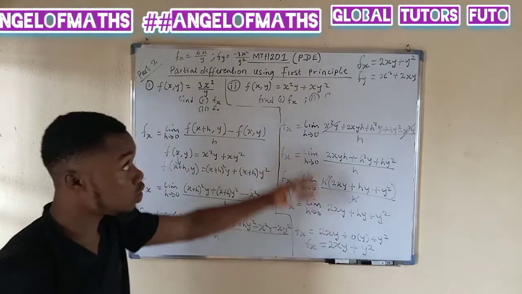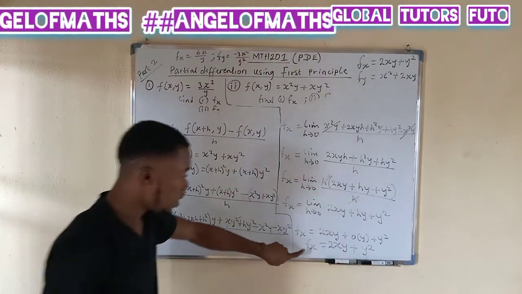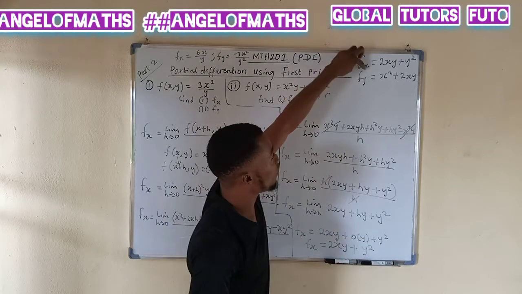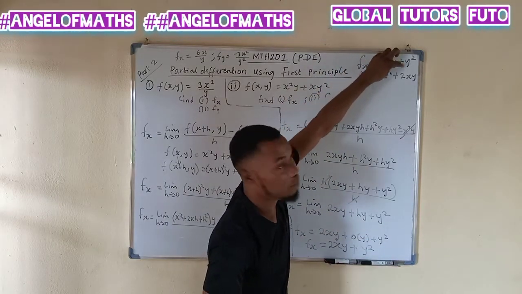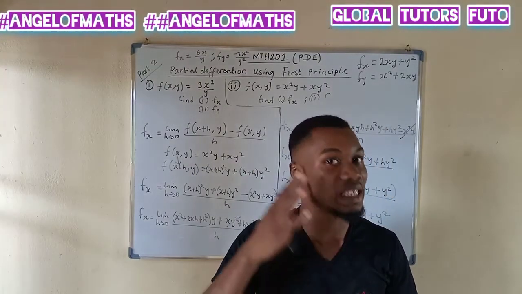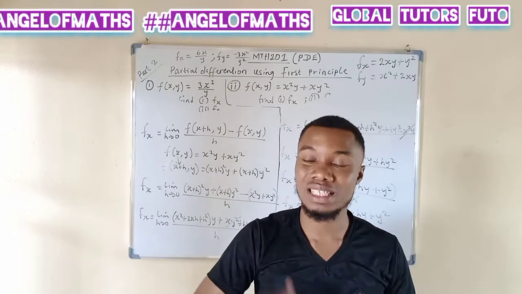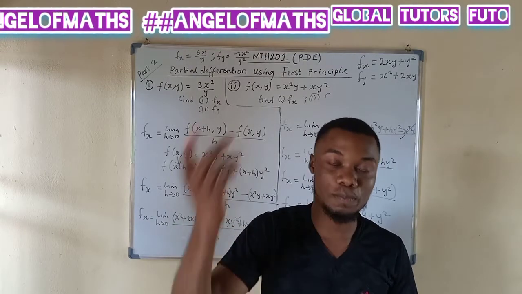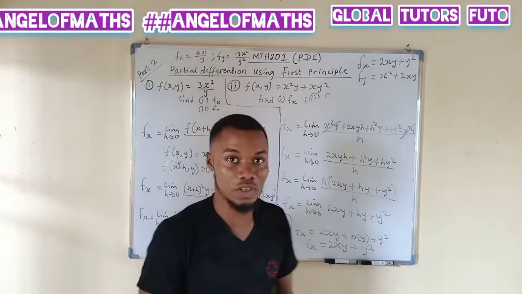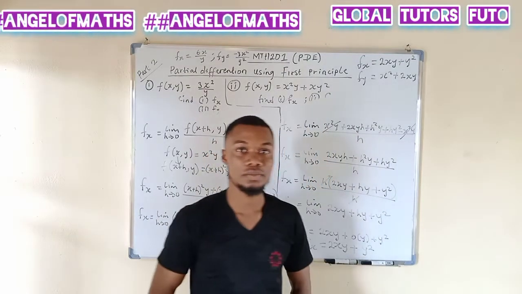So is it the same thing as what we obtained initially? Let's check. f sub x is equal to 2xy plus y squared. So they are the same thing. If you do it rightly, you will get it. So just try and practice this. Practice, practice, practice. Now, before we go to question number two, try and solve it. Pause the video and solve it.